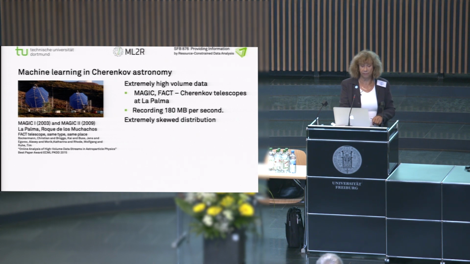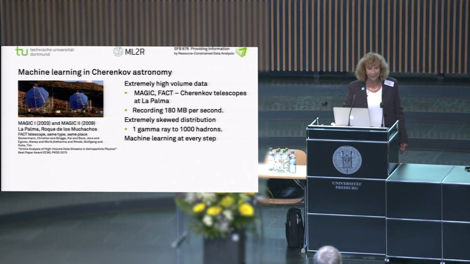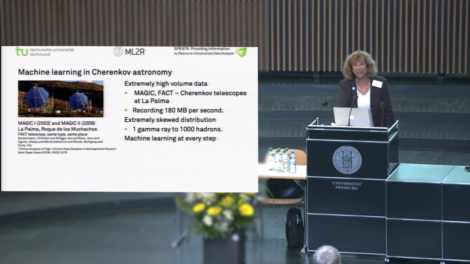Then we have an extremely skewed distribution, so there is only one gamma ray to 1,000 hadrons. And so machine learning is really challenged. That's why I like this application first, because this is a challenge that we normally don't have. And the other good thing is that there are no privacy issues with gamma rays. So for teaching, I always use these data sets because then students can do whatever they want.